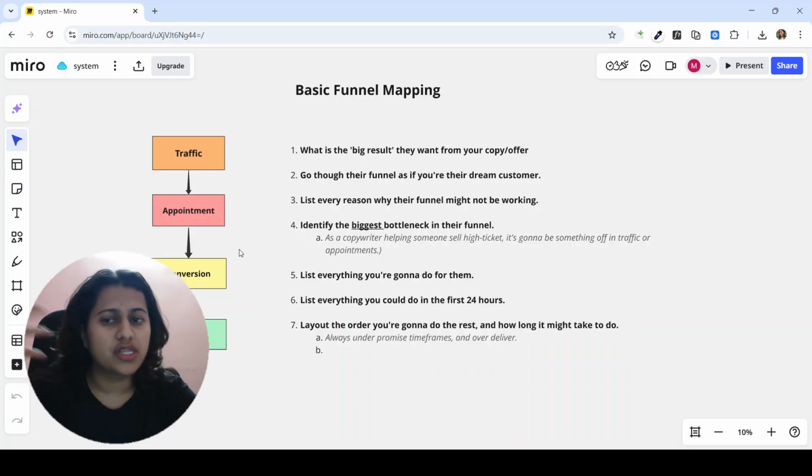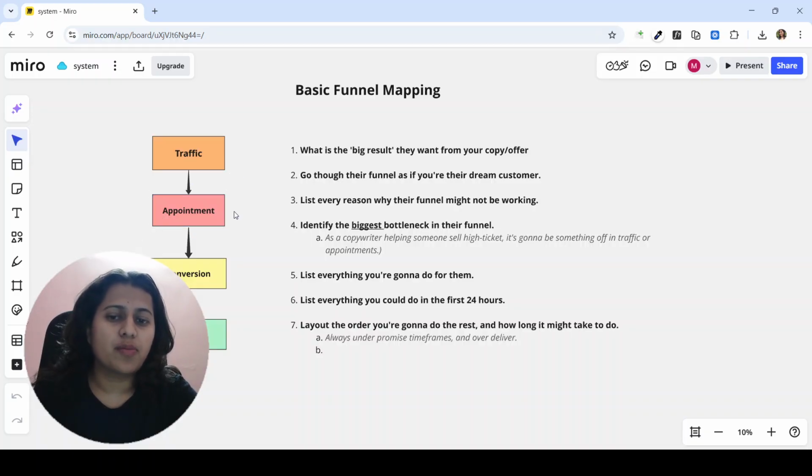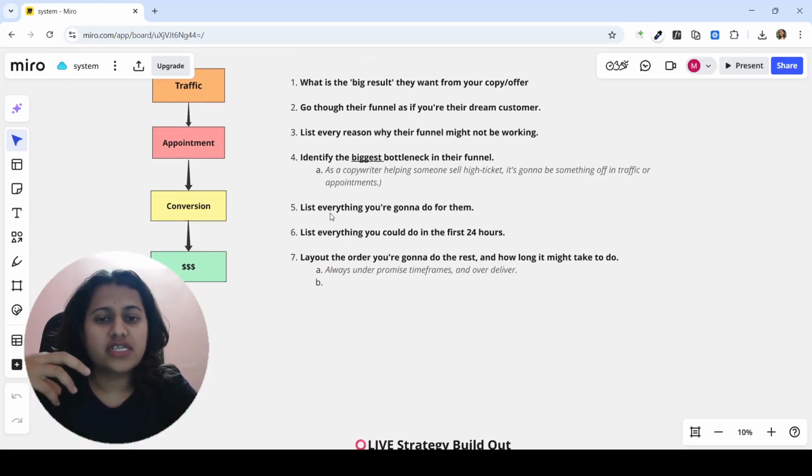Since I'll be doing the copy for him, I need to know this is my part. Getting him from traffic to appointments is my part, not the conversion and not after it. That is the client's part. So I had to know what is the biggest bottleneck in that funnel. And as a copywriter, helping someone sell high ticket, it's going to be something off in traffic or between traffic and appointments.